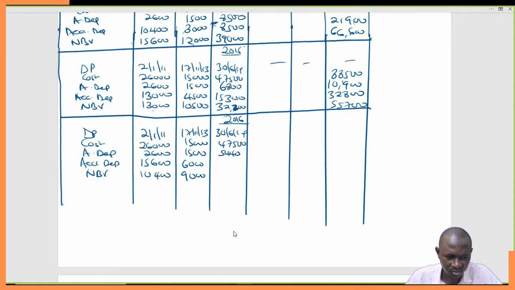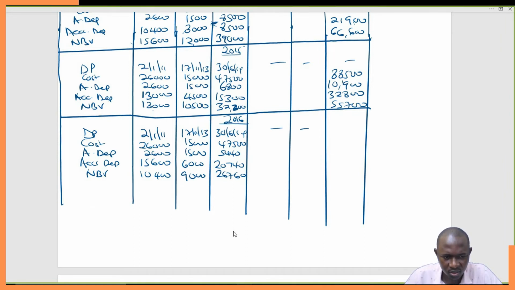I think this one is, no, sorry. We are looking now for accumulated depreciation. 15,300 plus that will give us 27,440. And then 47,500 minus 27,440. That gives us 26,760. 26,760, like that. So then let's get the totals.